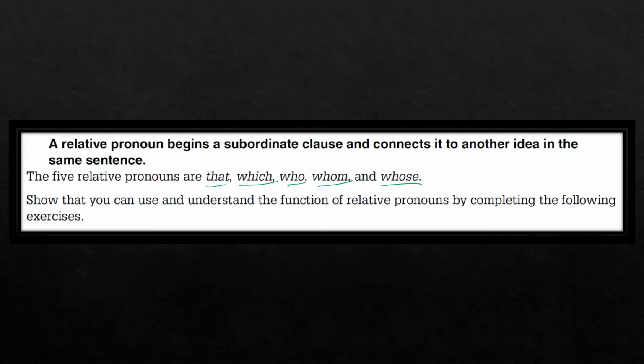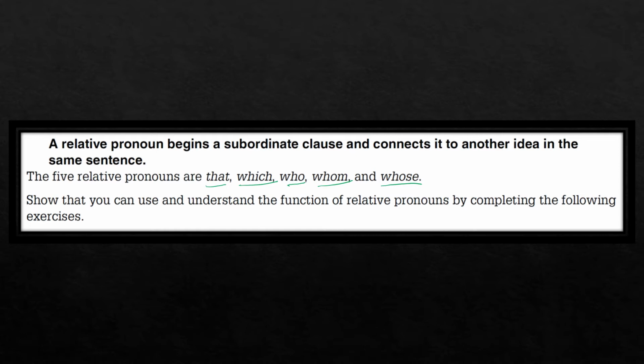For example, for that, we use it to refer to people, things, and animals. Then we have which, we use it to refer to animals and objects in general. Then we have who to refer to people only, and especially if the pronoun is used as a subject. And then we have whom, which refers to people also, but here it is used as the object of the verb. And finally, we have whose that refers to possessions. So you should be aware of the meaning of each one of those relative pronouns.